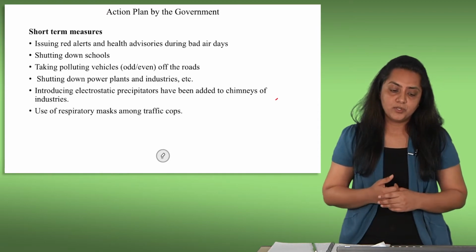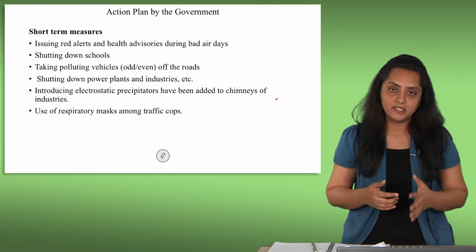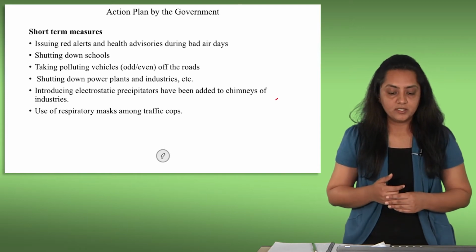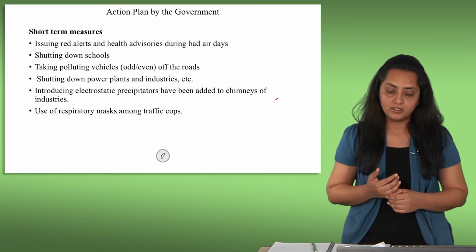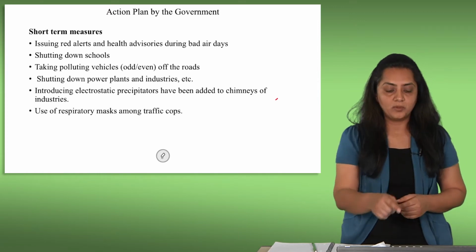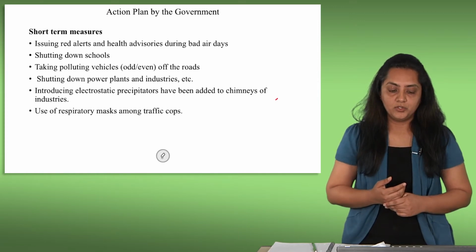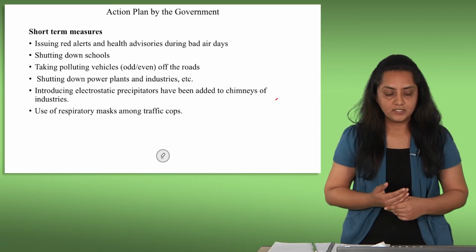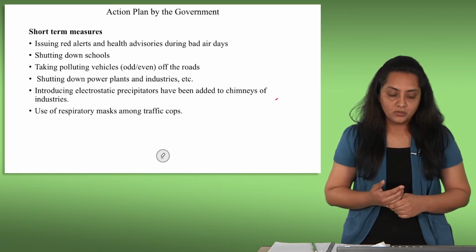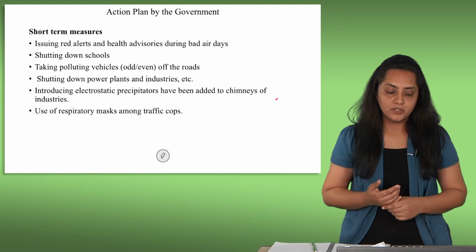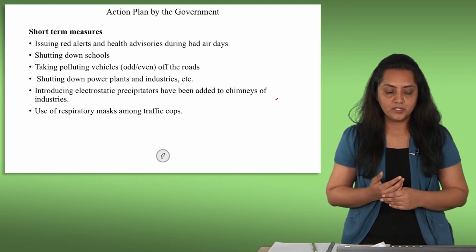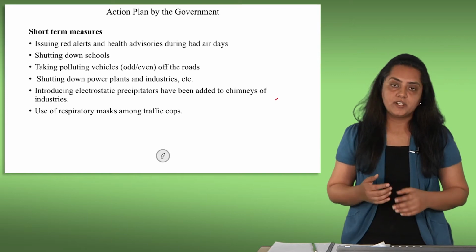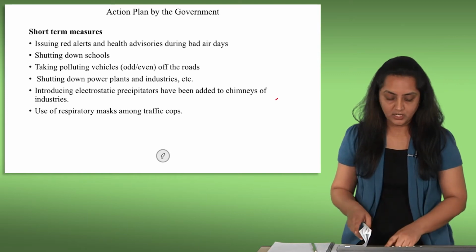The short-term measures include issuing red alerts and health advisory during bad air days, shutting down schools, taking polluting vehicles odd even off the roads. I'm going to talk about the odd even polluting vehicle rule in the future slides. Shutting down power plants and industries, introducing electrostatic precipitators, which have been added to chimneys of industries, and use of respiratory masks among the traffic cops.